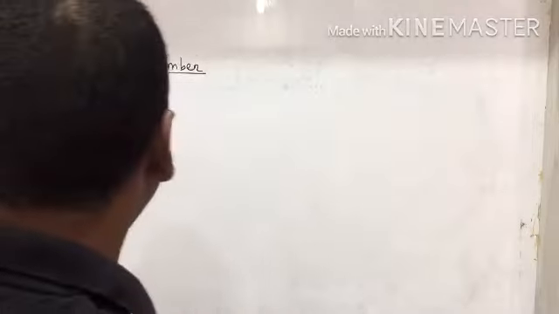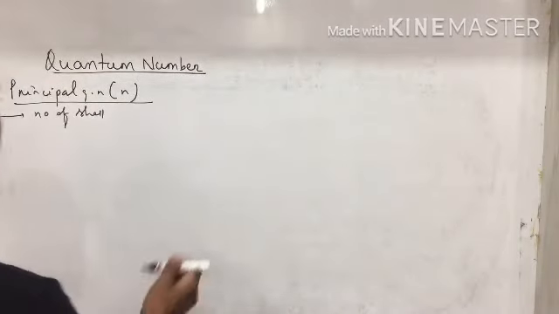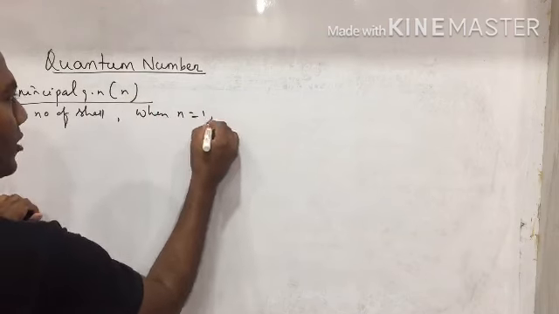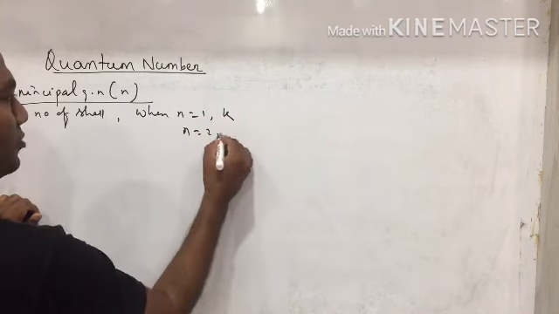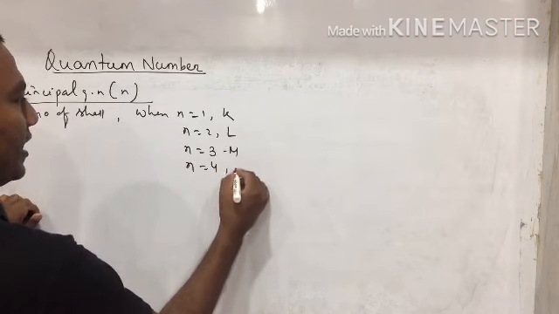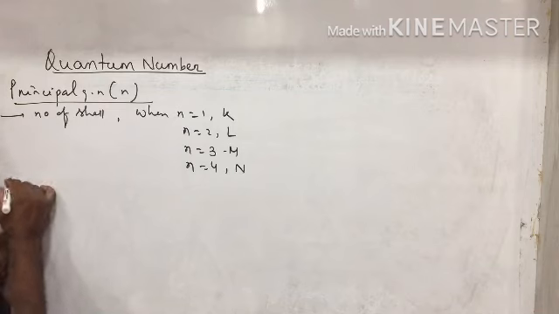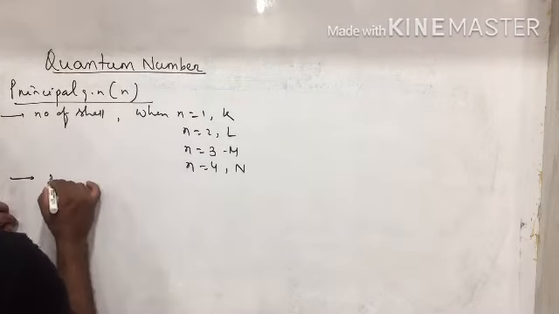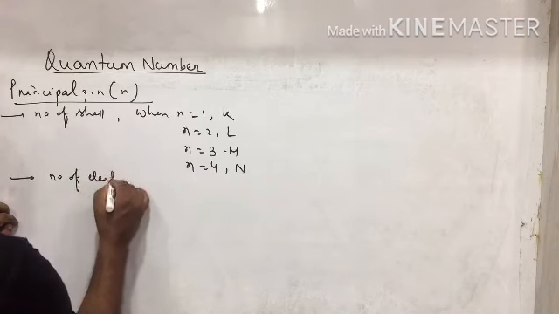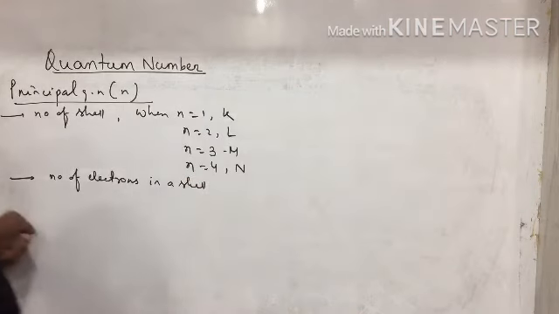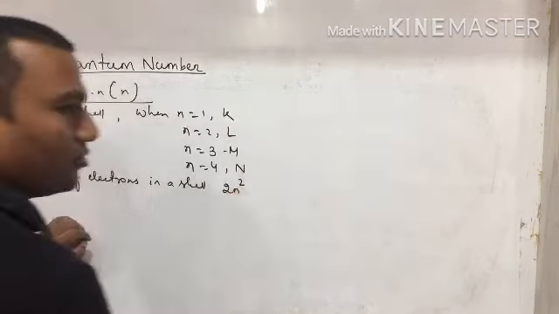The principal quantum number first explains the number of cells. Its representation is n. When n equals 1, that is the K cell; n equals 2, L cell; n equals 3, M cell; n equals 4, N cell; like this K, L, M, N, O, P. Second, the principal quantum number explains the number of electrons in a cell. The formula is 2n square.